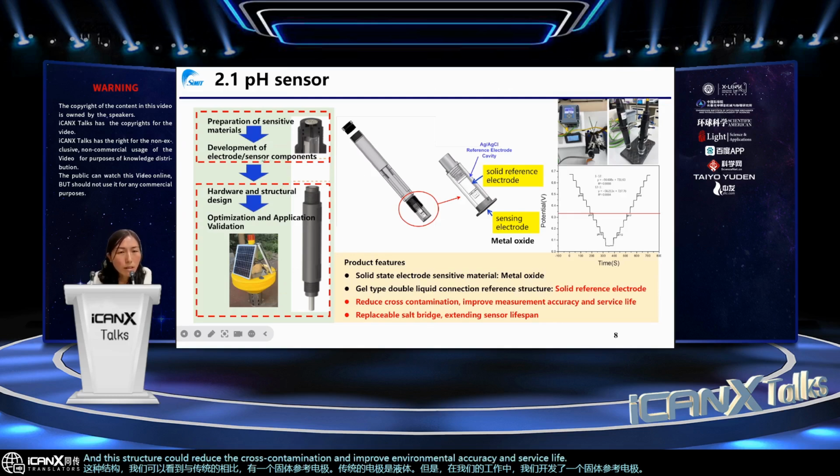For the sensor productization, we prepare the sensitive materials, develop the electrode sensor components, and make the hardware and structure design. And finally, make the optimization and application validation. And these are the experimental results. We have tested from pH 1 to pH 12, and the sensor is very stable.